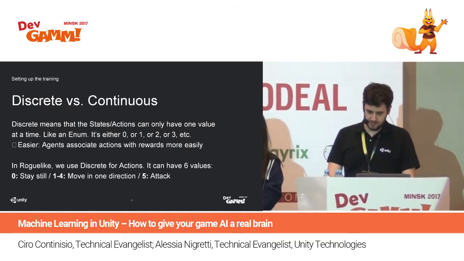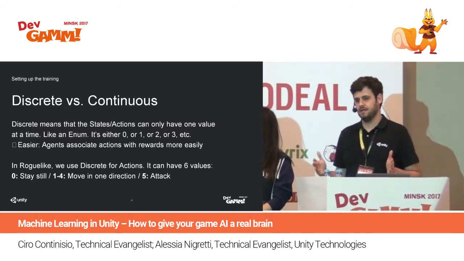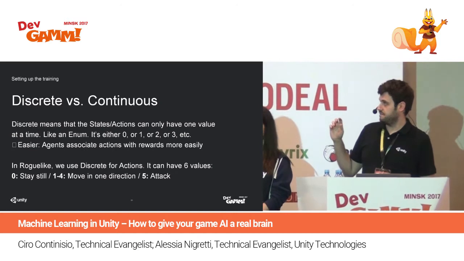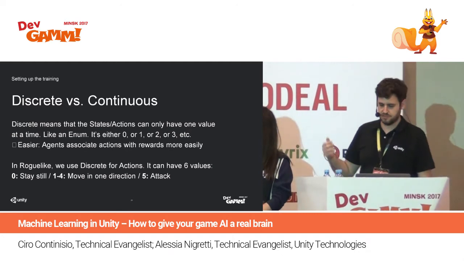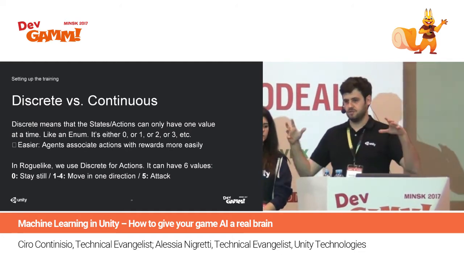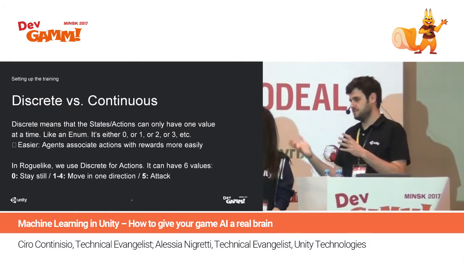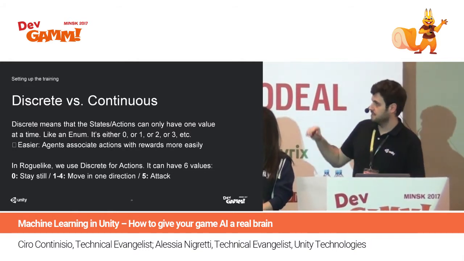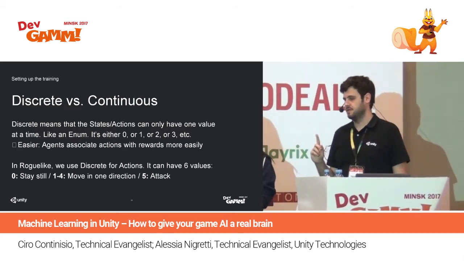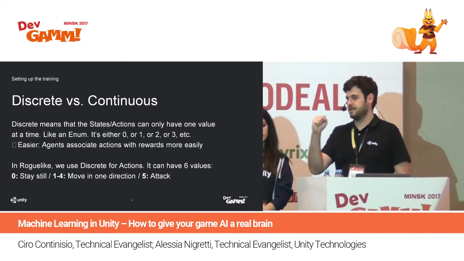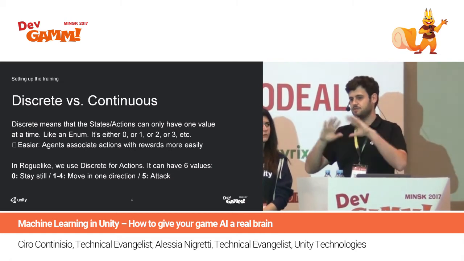The first thing that I wanted to mention, though, is this, because this is a pretty important decision that you take while you're planning your machine learning. You have these two spaces, discrete and continuous, and they can be used in your states and actions. The states is what the agent sees. The actions is what the agent does. You can do discrete actions, discrete states, or continuous actions, continuous states. Discrete means that states or actions can only have one value at a time. So you only have one number that can be 0, 1, 2, or 3, and it's only going to be one value. And that describes the whole thing.